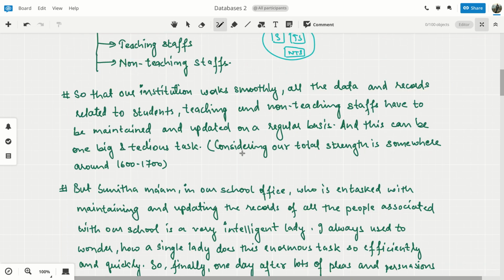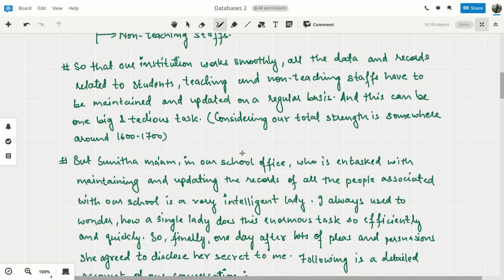For the smooth functioning of our institution, all the data and records related to the students, teachers, and non-teaching staffs have to be maintained and updated on a regular basis. And this can be one big tedious task. If you don't have an idea, I'll give an approximate idea that the total strength, including all the people related to our school, comes to somewhere around 1600 to 1700 people. Though not exact, you can consider it to be near this figure.